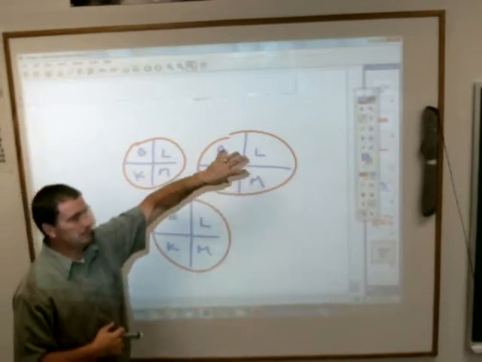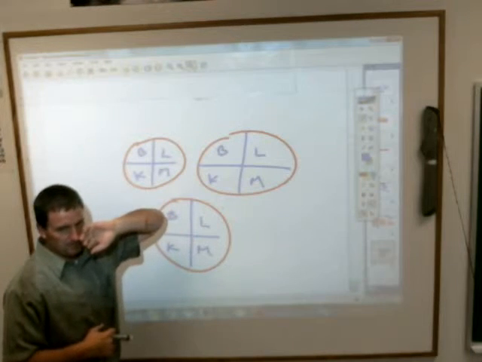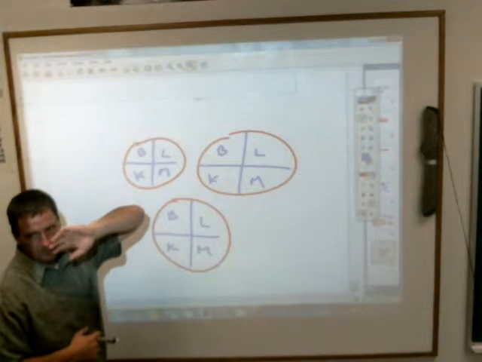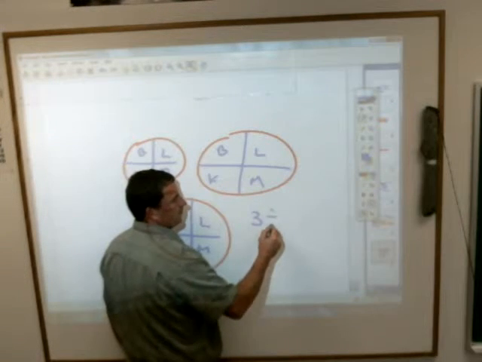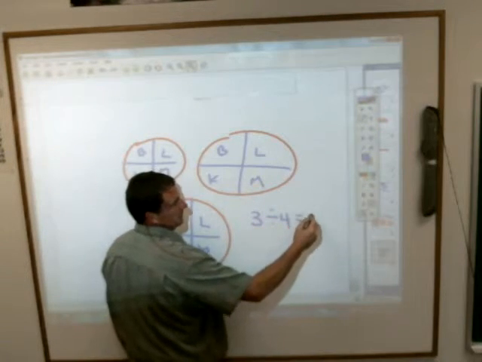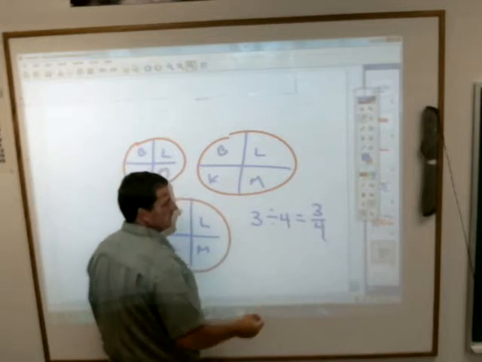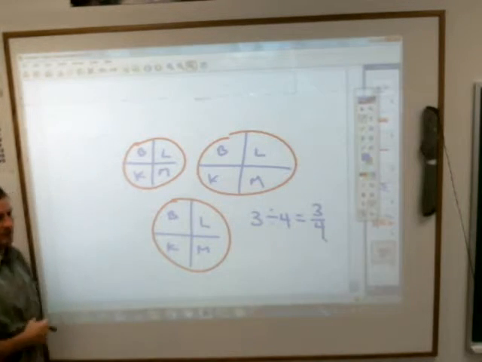So if I did that to all 3 and I gave them each their part, how much of a cookie is Brooke going to end up with? 3/4. So that's what 3 cookies divided 4 ways is going to give you: 3/4 of a cookie. Not even a whole one because I don't have enough.